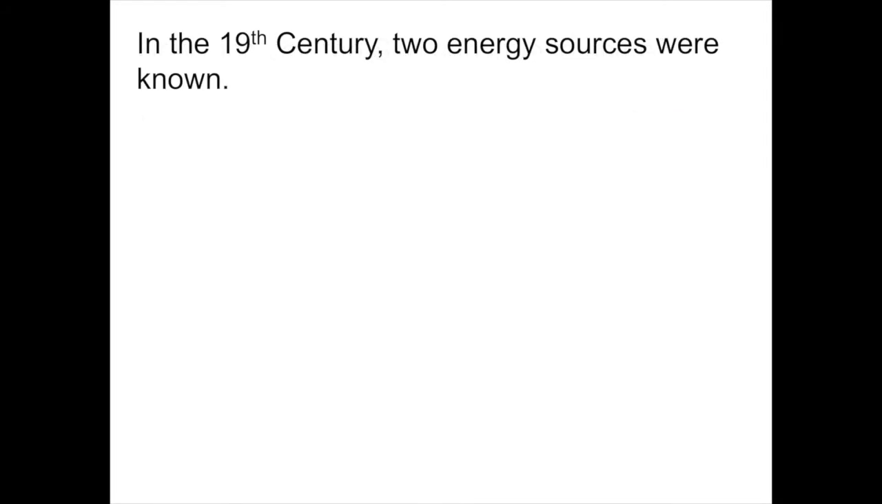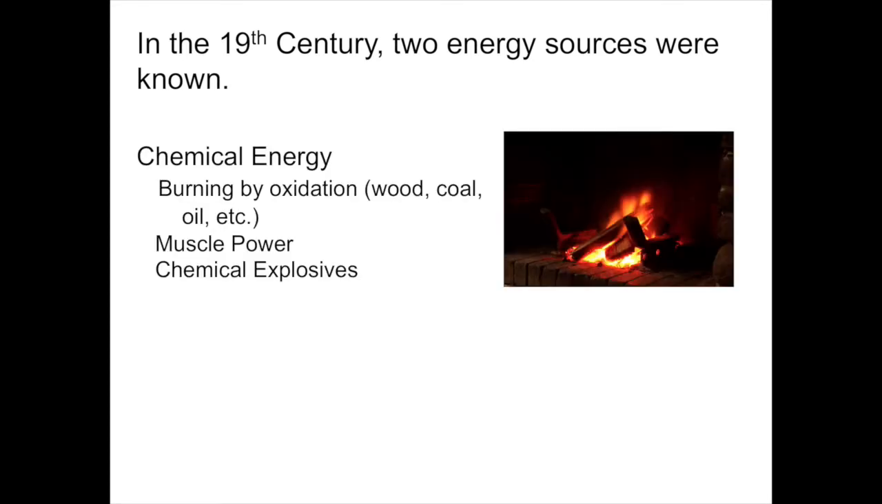In the 19th century, there were two sources of energy that were known to scientists and were considered when trying to answer the question, how long will the sun shine? The first of these is chemical energy. This is burning through oxidation. Coal, wood, oil, etc. are all familiar to us every day. They burn by combining oxygen with basically a carbon-bearing compound of some sort. That oxidation reaction releases energy and produces carbon dioxide as a byproduct.